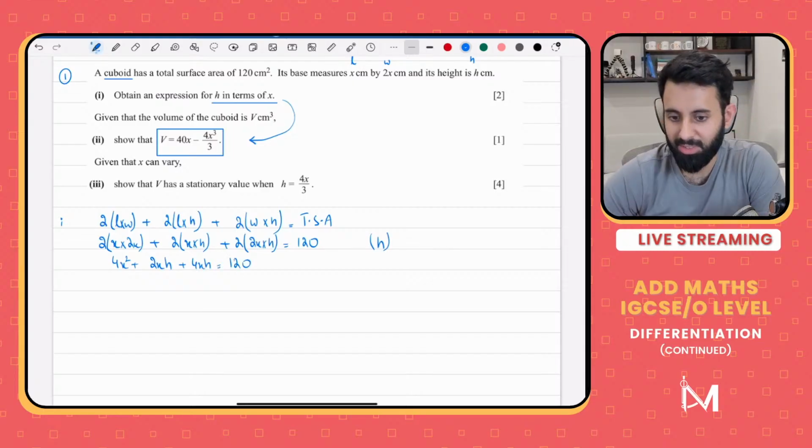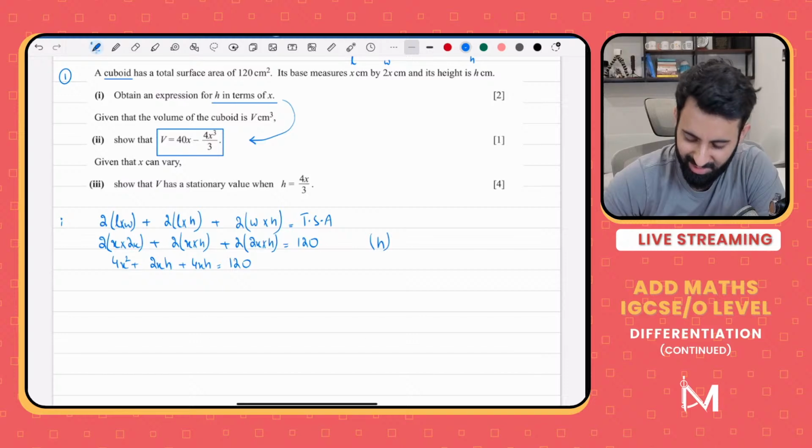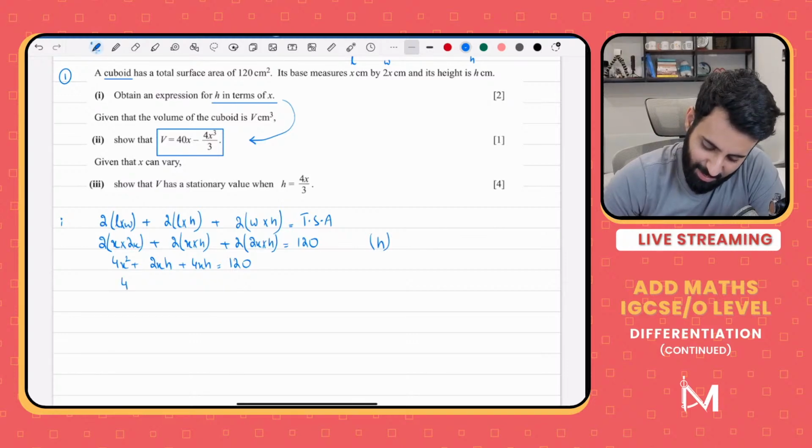Sir, should O-levels and IGCSE students celebrate Eid? At your own risk.